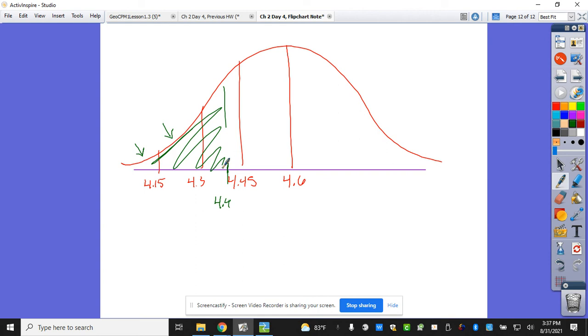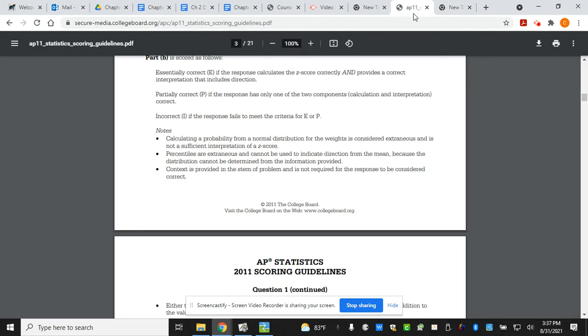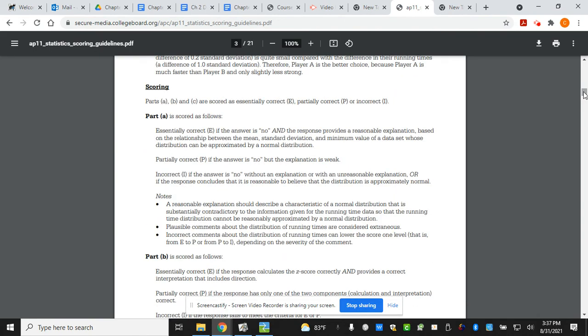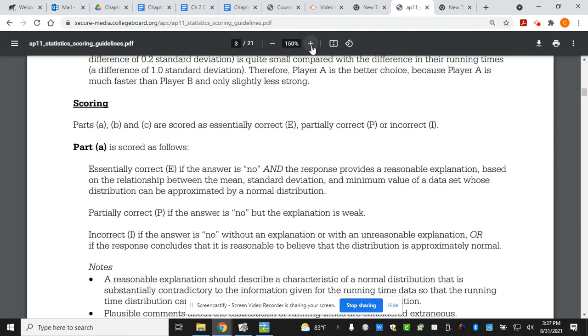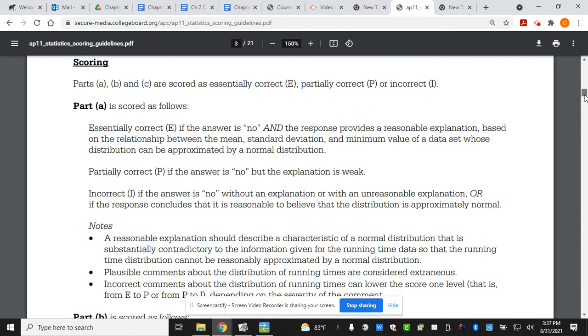The minimum is too close to the mean. I just pulled it up with the way they did it. And I'm gonna talk about these a little bit. That's one of their given answers, dealing with a reasonable explanation based on the relationship of the mean, standard deviation, and middle value. That doesn't give a good one.